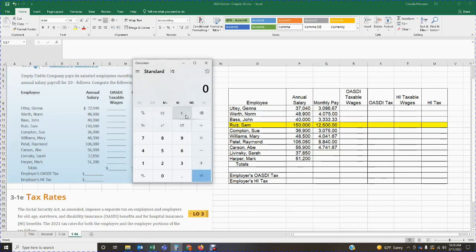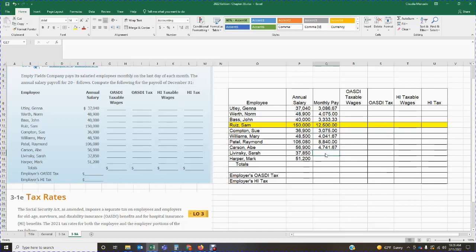Then we have Sarah, 37,850 divided by 12 months. We've got 3,154.16666 because that third digit is a 6. I'm going to round that second digit up to a 7. So it'll be 3154.17.